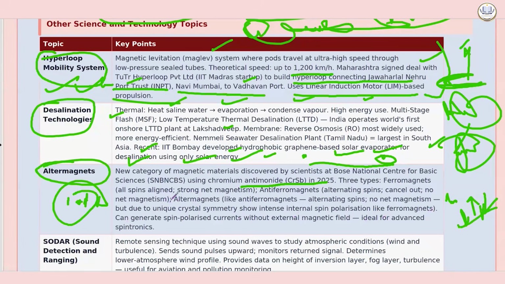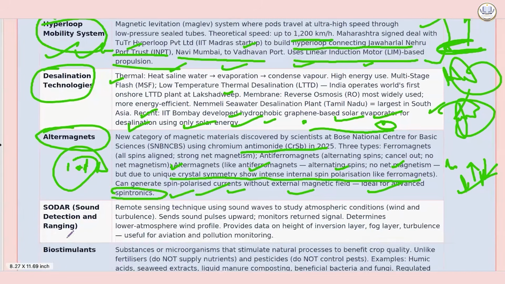Then we have altermagnets. Like antiferromagnets, they have alternating spins and no net magnetism, but due to unique crystal symmetry, they show internal spin polarization like ferromagnets. That is the difference. They can generate spin-polarized currents without an external magnetic field, ideal for advanced spintronics. A new department has come up: spintronics.